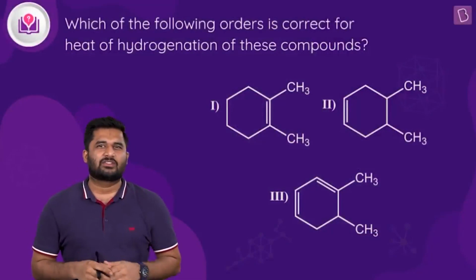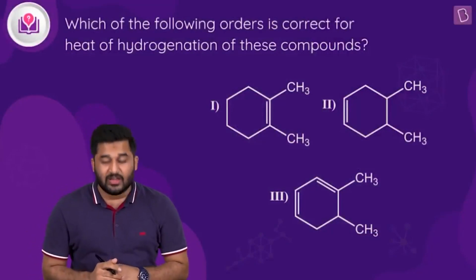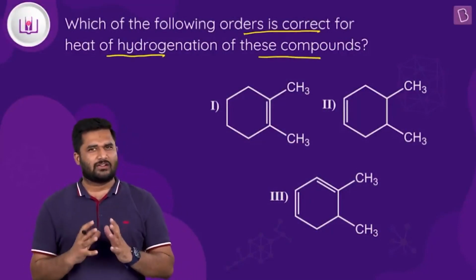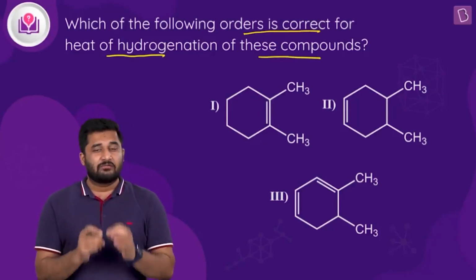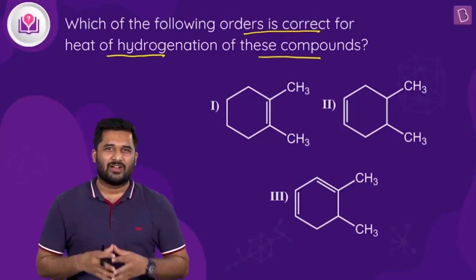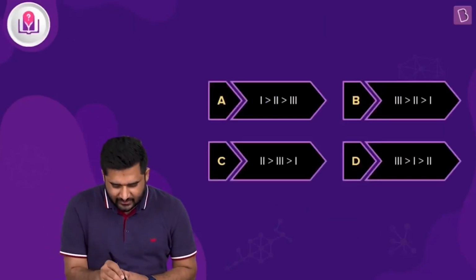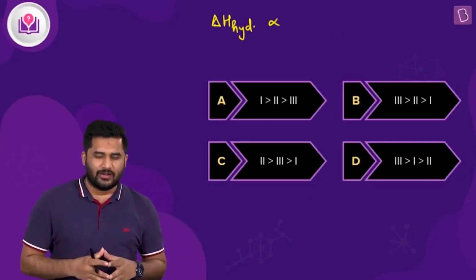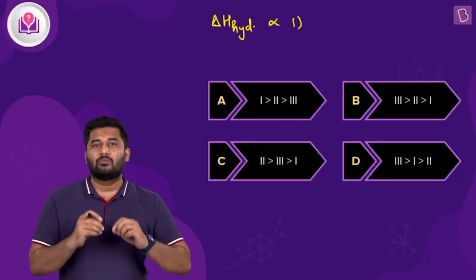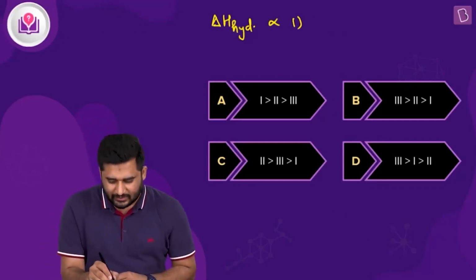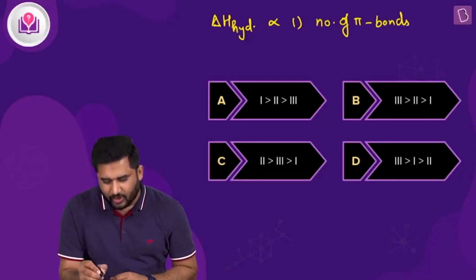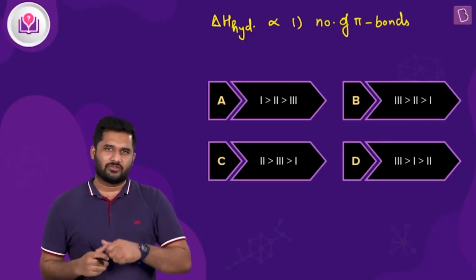Hi, let's have a look at this question, and you can see in the question we have to find out the correct order for heat of hydrogenation of the compounds given to us. All right, correct order for heat of hydrogenation. Very simple question. Let us see how to answer. So first of all, you should understand that the heat of hydrogenation depends on two factors. All right, the first and the most important or dominant factor is the number of pi bonds. Clear? That is, more is the number of pi bonds in a molecule, more will be the heat of hydrogenation.